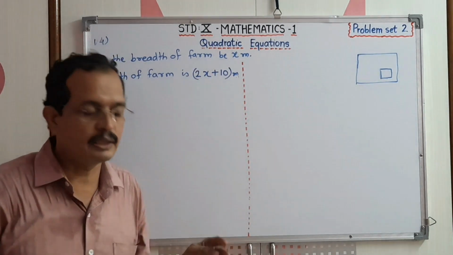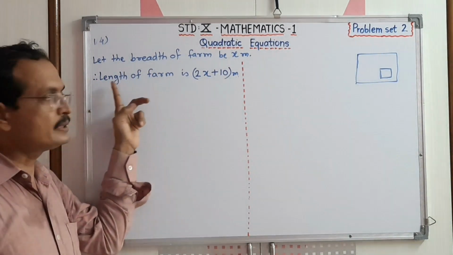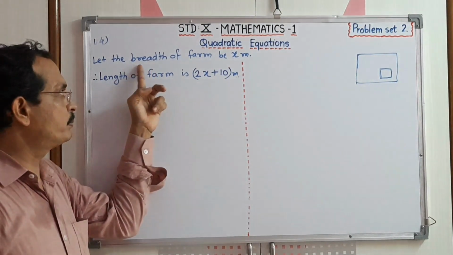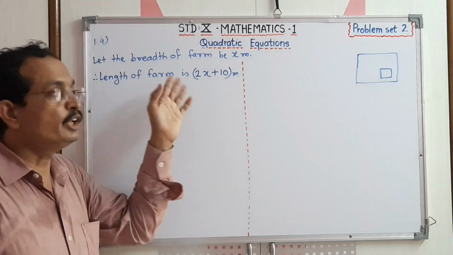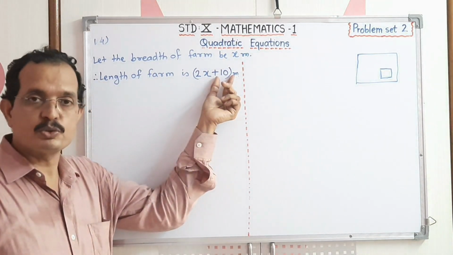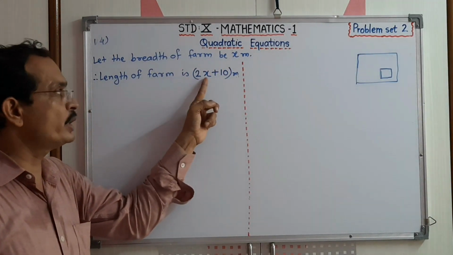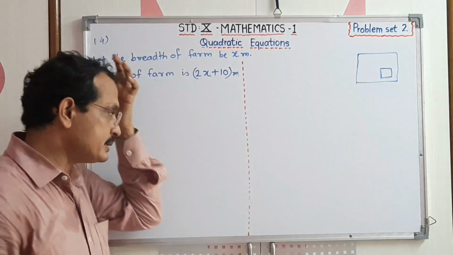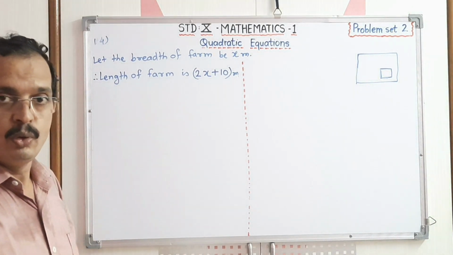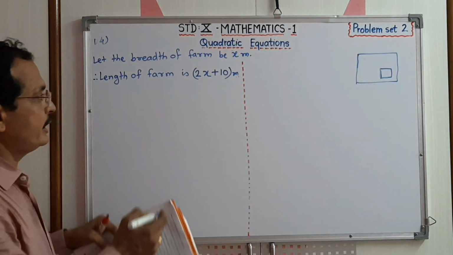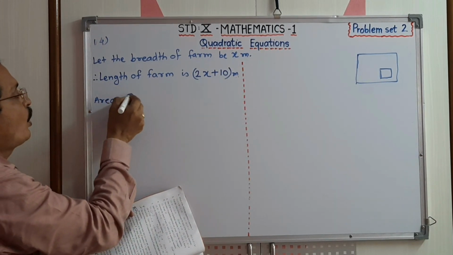Now understand this, student. Here the length depends upon the breadth. Therefore we assume that breadth is x, and this length is how much? It is more by 10. That means we have to add 10. But in what? Twice the breadth, that is 2x plus 10 is equal to m. This is the length and the breadth of the farm. Now we have to use the area of this farm. Therefore, we have to first find out the area of the farm.